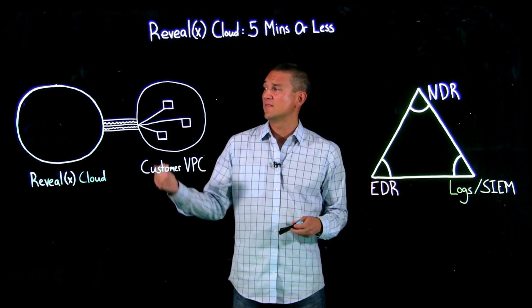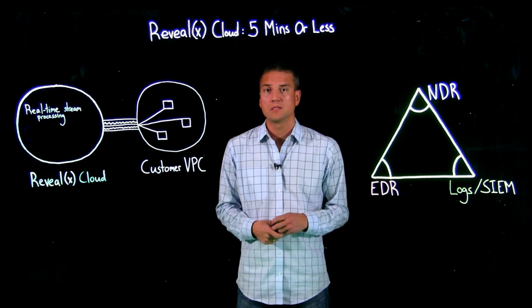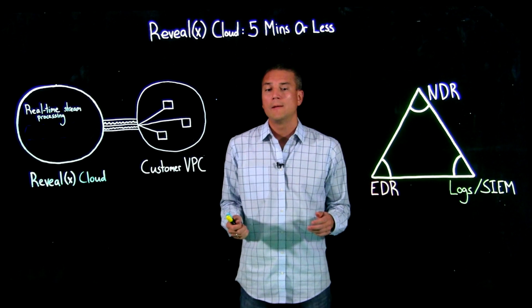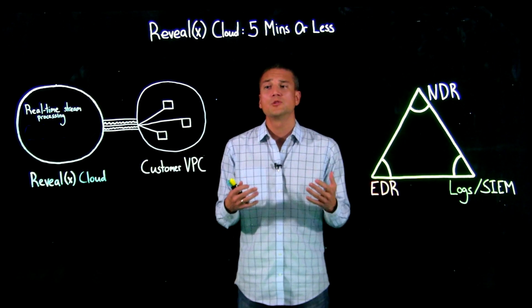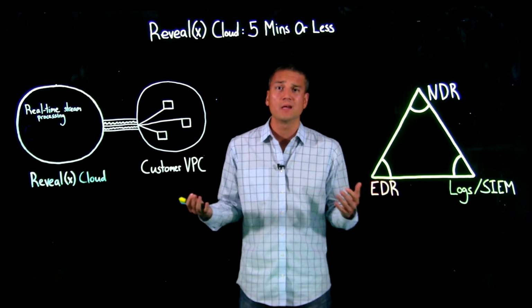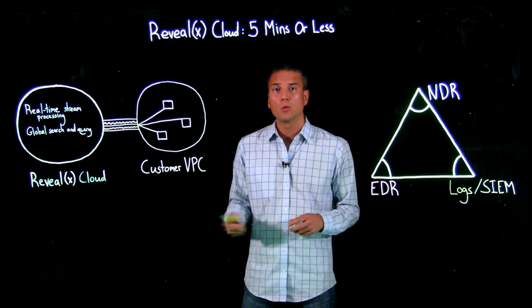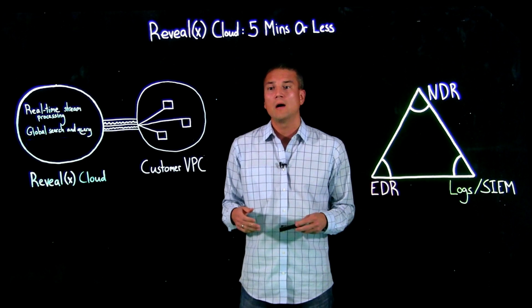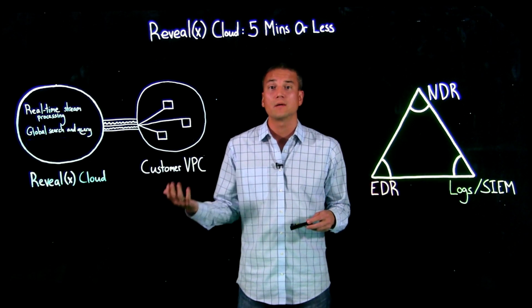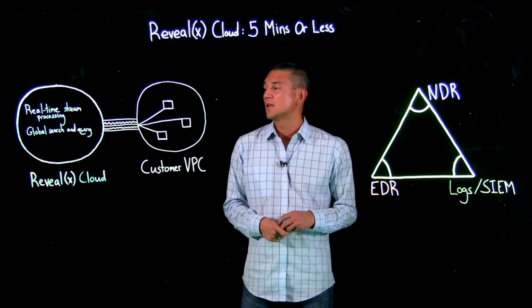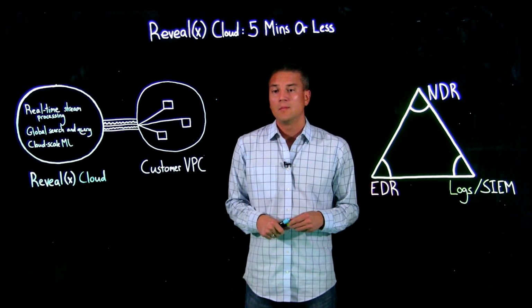The customer can take advantage of things like real-time stream processing. This allows customers to decrypt and decode enterprise protocols at line rate, at scale. Global search and query. This would allow customers to look back at records, at metadata, and cloud scale ML.